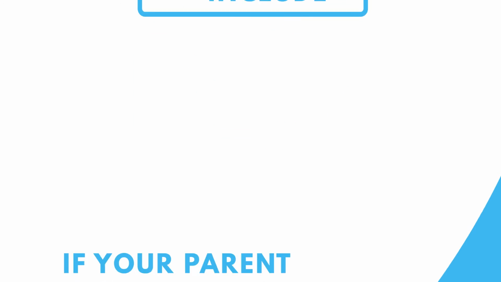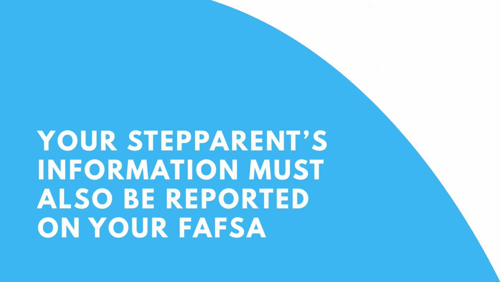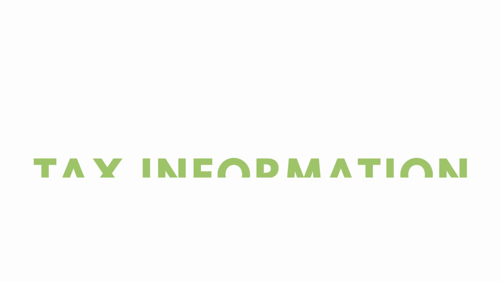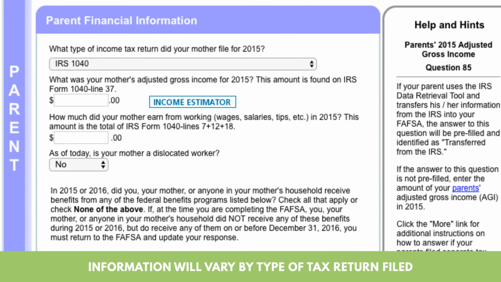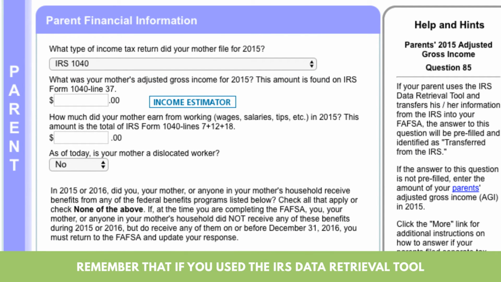Other scenarios include, if your parent remarried as of the date you fill out the FAFSA, your step-parent's information must also be reported on your FAFSA. Part 3. Tax information. Information will vary by type of tax return filed. Remember that if you use the IRS data retrieval tool, these questions will be autofilled.